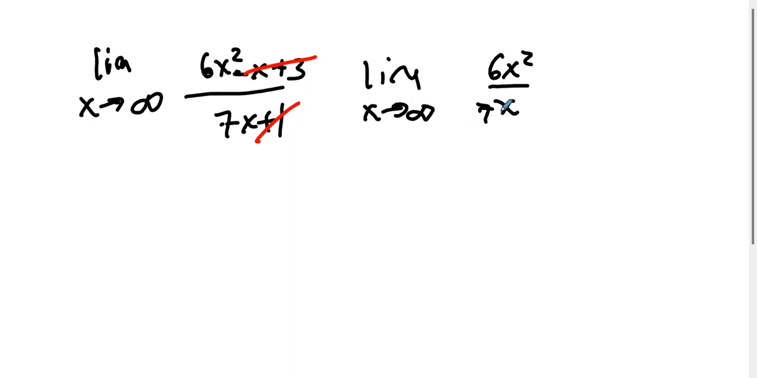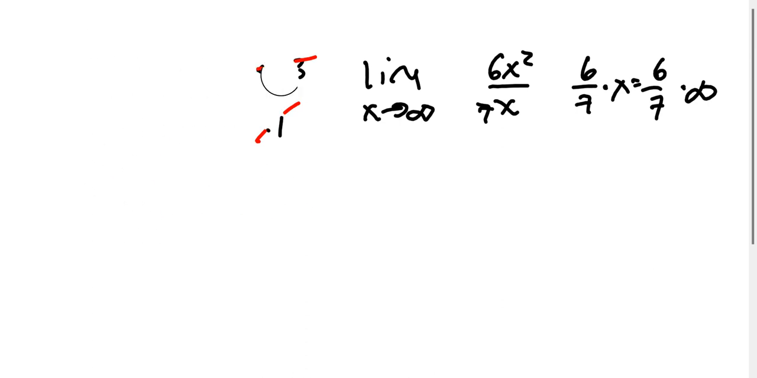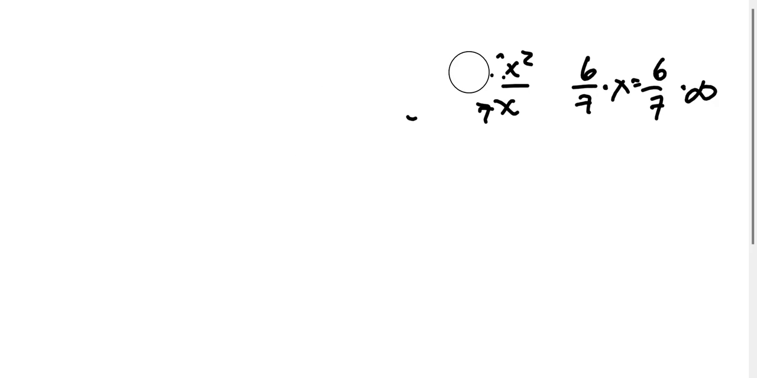So essentially what's going to happen is we're going to have just 6 over 7 times x. And as x approaches infinity, we're just going to have 6 over 7 times infinity, which is just going to be infinity. So in this case, this limit is equal to infinity, because the degree on the top is larger than the degree on the bottom.